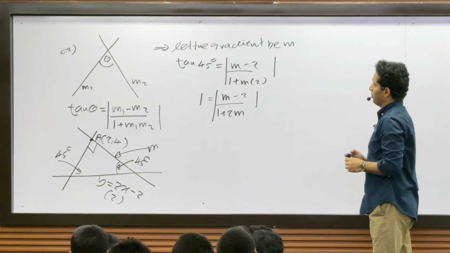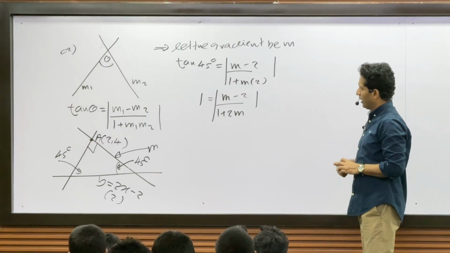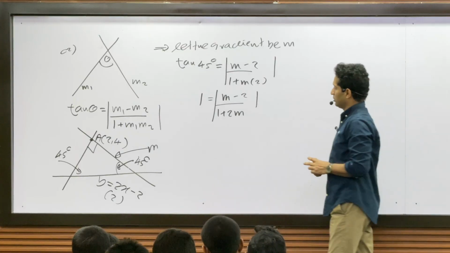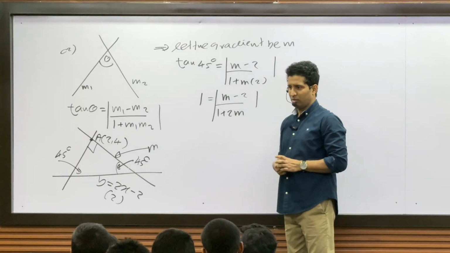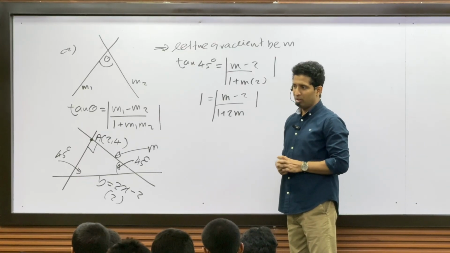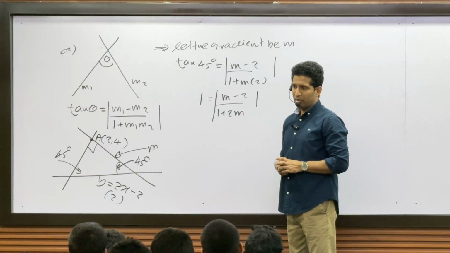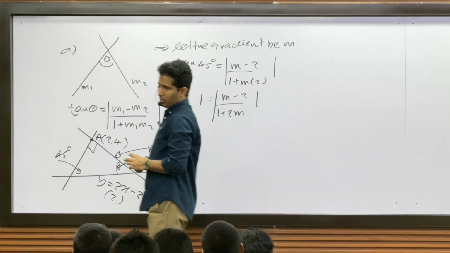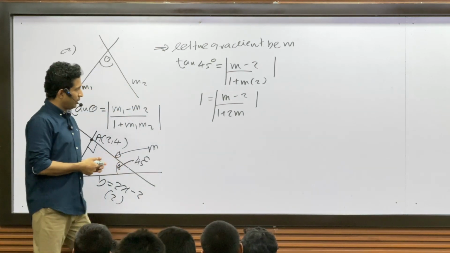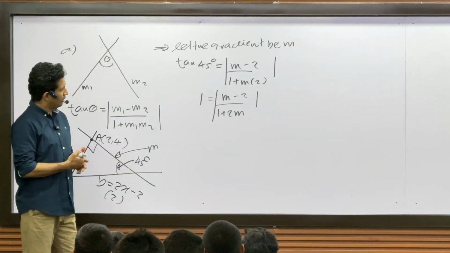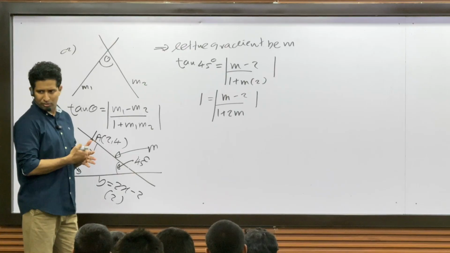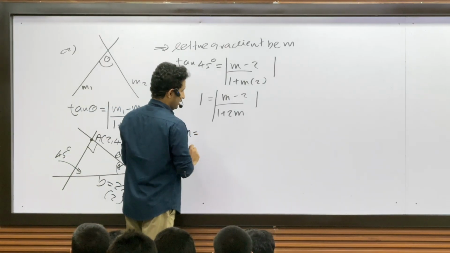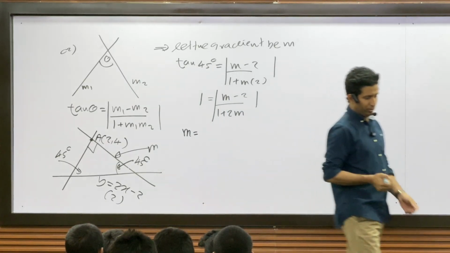Okay, 1 plus 2m. Can anyone of you tell what the values for m are? Okay, m equals, sorry, 1 over 3 and minus 3, right? Alright, I will take the plus and minus cases and simplify.